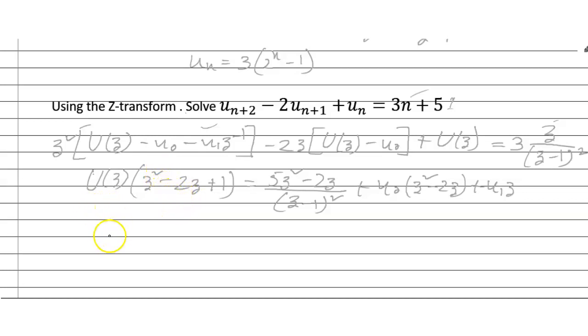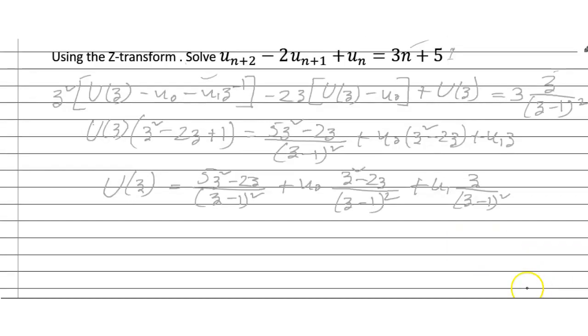So whatever I get, the Uz value: Uz equals 5z square minus 2z divided by (z minus 1) whole square, plus u0 into (z square minus 2z) divided by (z minus 1) whole square, plus u1 z divided by (z minus 1) whole square. This is the Uz value.